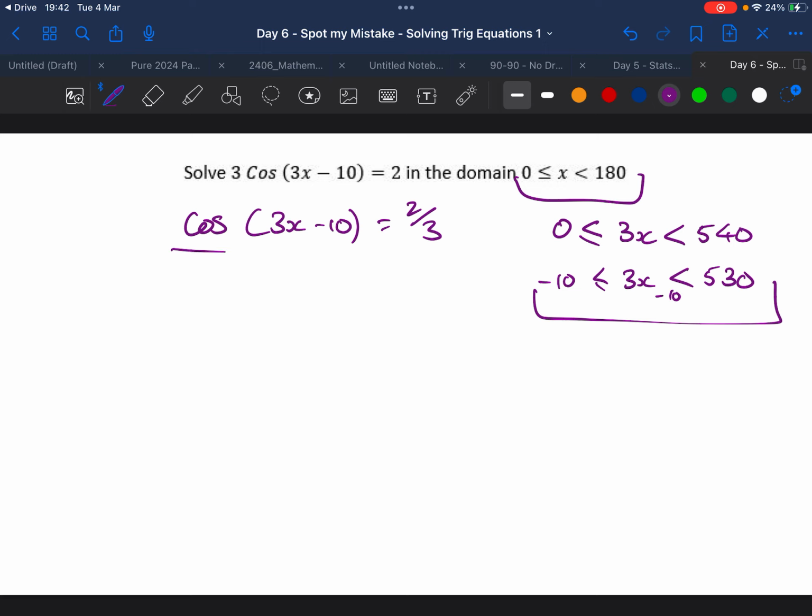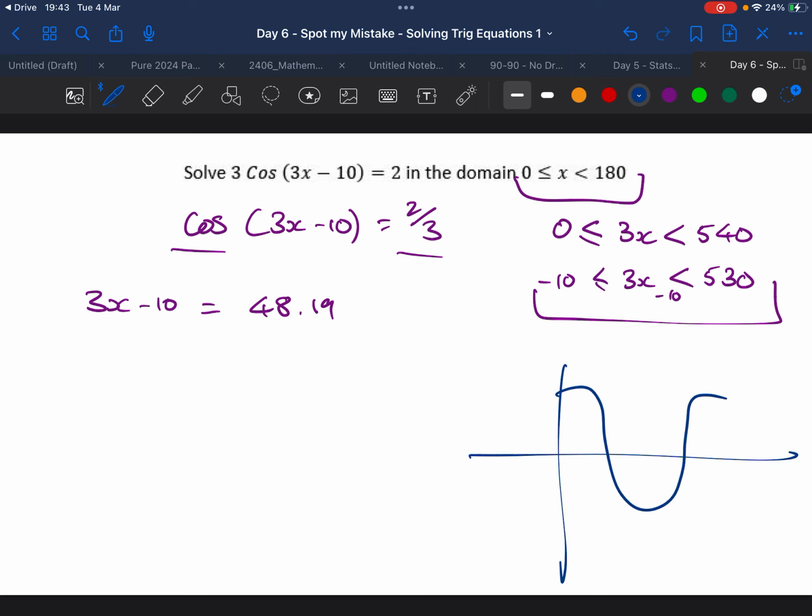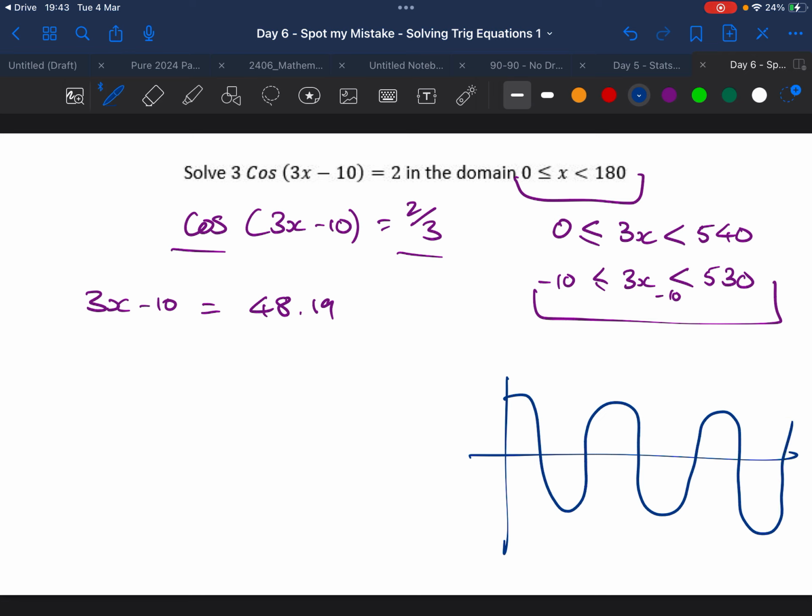Next step, inverse cos. Inverse cos, when I say this, I mean this one here, okay? So inverse cos on both sides takes us to 3x minus 10 equals, our principal value is 48 point, how many decimal places have I done here? I'm going to do 2 on this one, okay? 48.19, and we need to think about any extra values. Quick sketch. In fact, let's do a few more because I think we might have a few loops and so on.